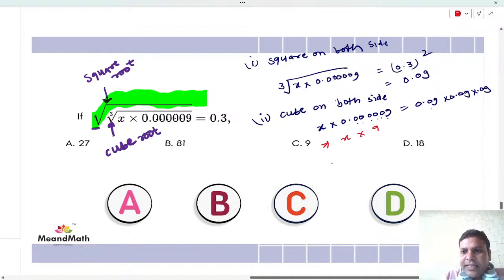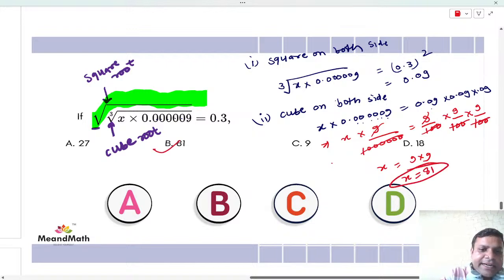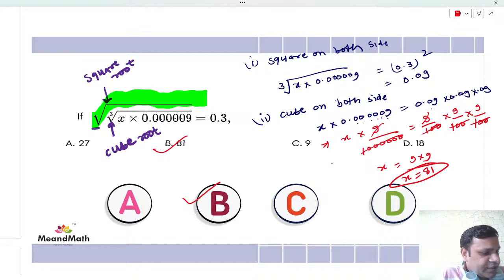x into 9 upon 1 2 3 4 5 6 is equal to 9 upon 100, 9 upon 100 and 9 upon 100. So these 6 digits cancel out, 9 cancels out, so x is equal to 9 into 9, x is equal to 81. So the answer is 81, option B is the correct answer here. Dhanusika gave the perfect answer. Very good, Dhanusika.